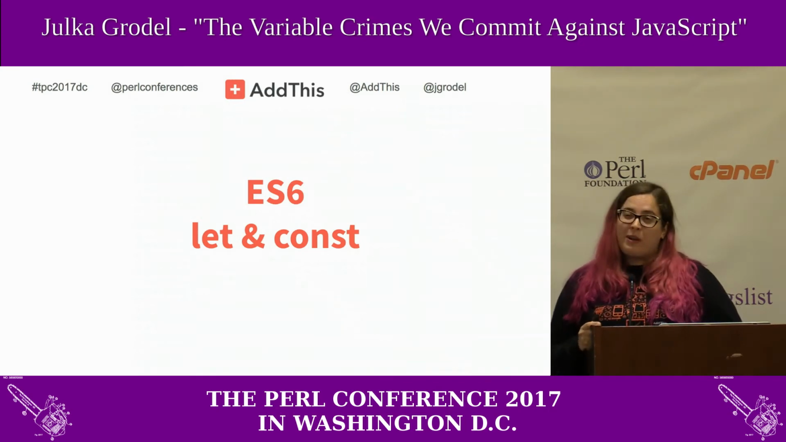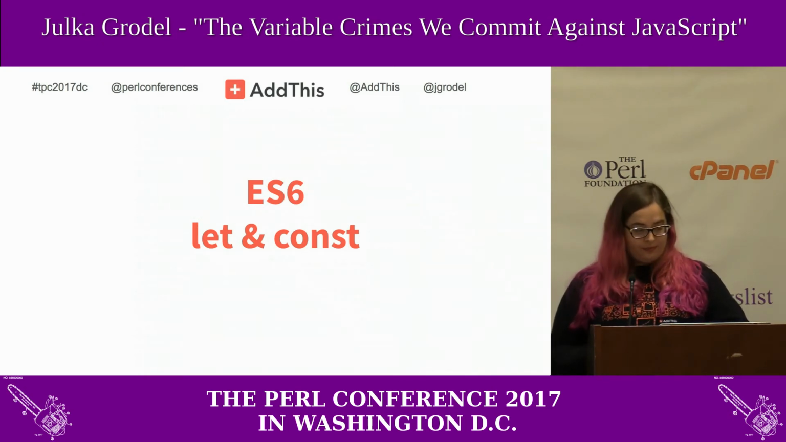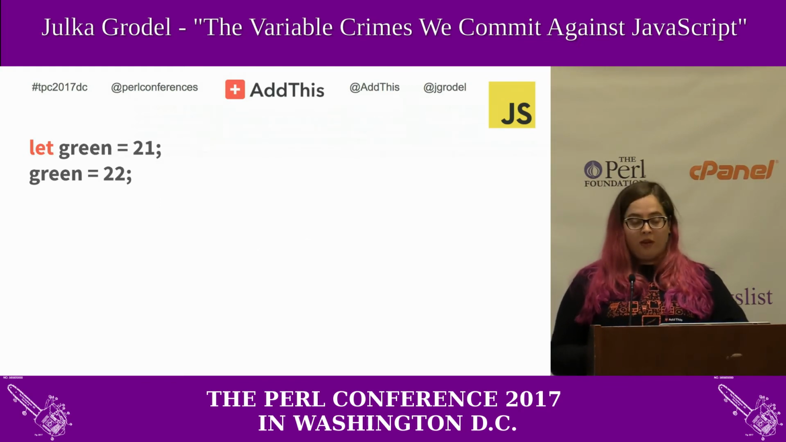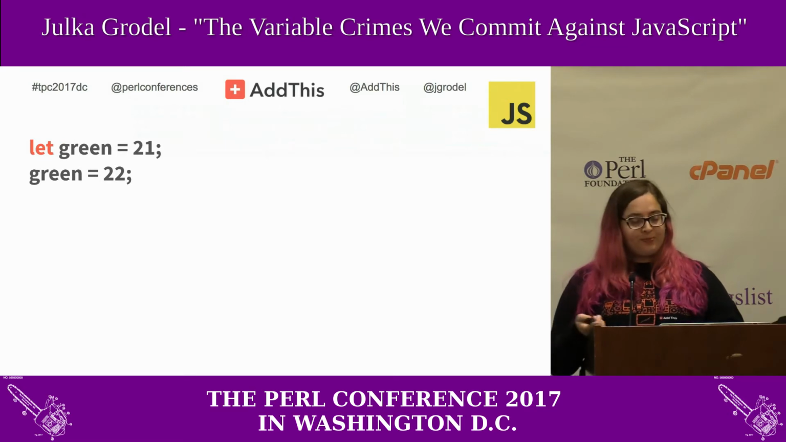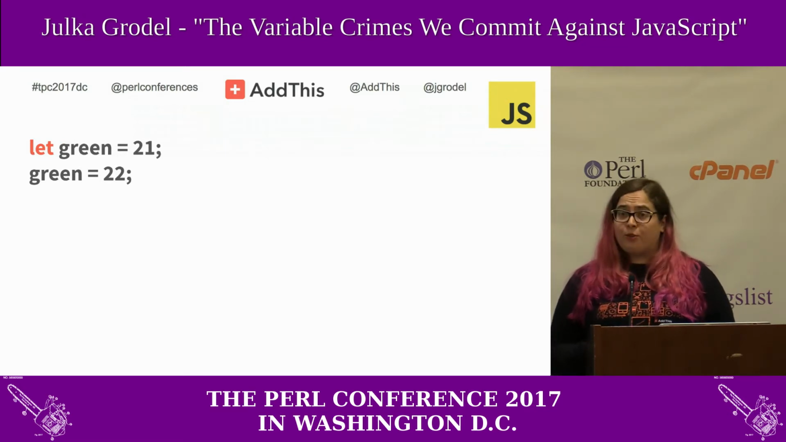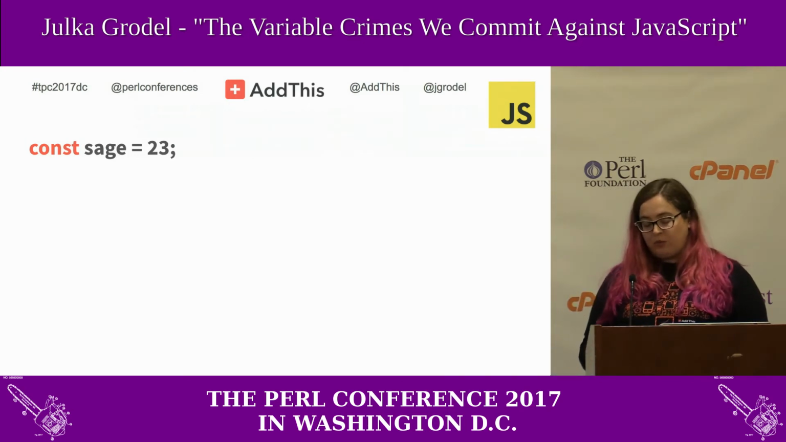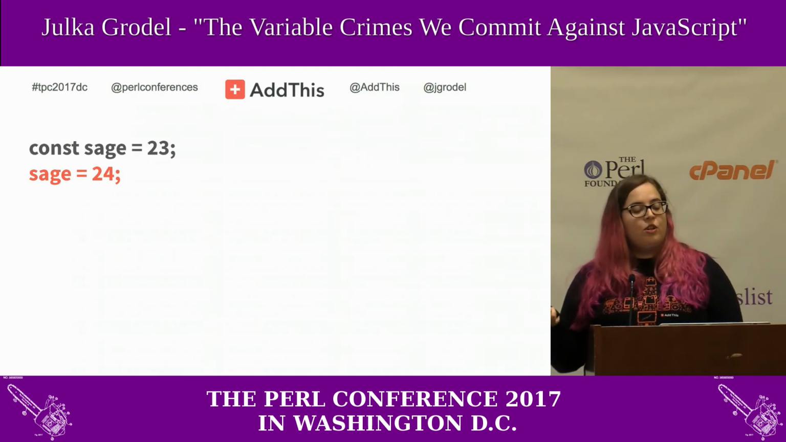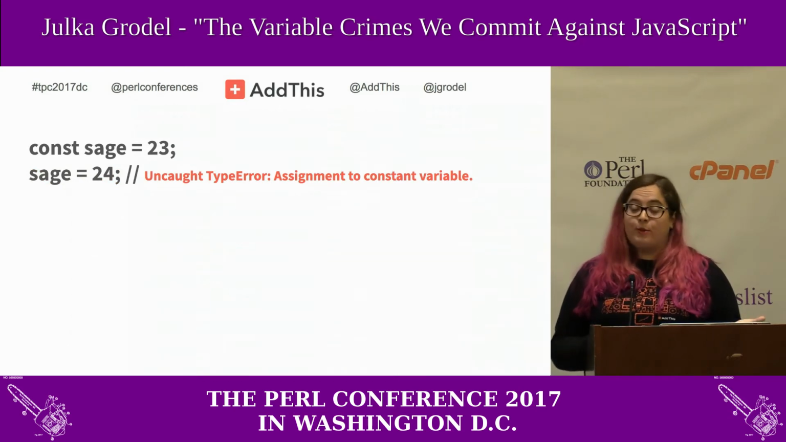First of all, we're going to talk about 2 new ways of declaring variables in ES6. There's let and const. So instead of saying var, I can say let green equals 21, and then I can change the value on green and set it to 22. And this is very similar to var. We'll talk about some differences in a minute. I also have const. So I can say const sage equals 23, and then if I try and change sage to 24, I get an error because it's supposed to be a constant and it's not supposed to change.